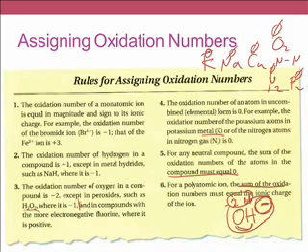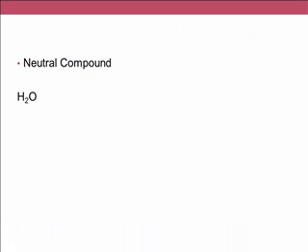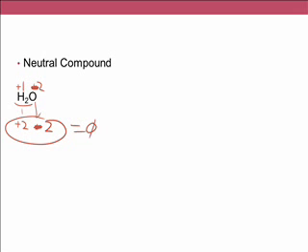So we're going to use these rules to assign oxidation numbers. Let's look at a neutral compound, water. We know from rule number 2 that the oxidation number of hydrogen in a compound is plus 1. There are 2 total plus 1s there, so the total charge there is plus 2. Oxygen, from rule 3, has a charge here of minus 2. Together that equals 0, and that makes sense: for a neutral compound, you must have an oxidation number total sum of 0.